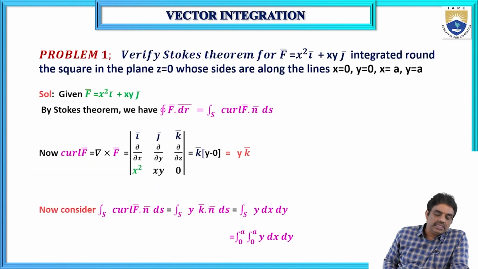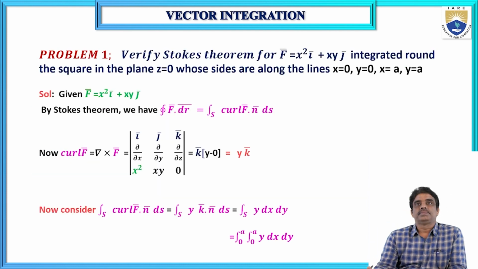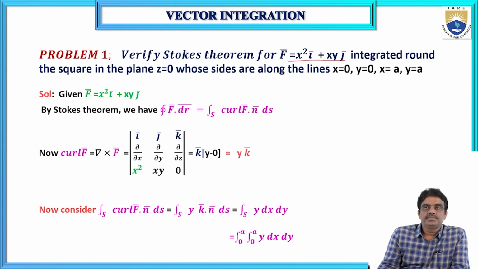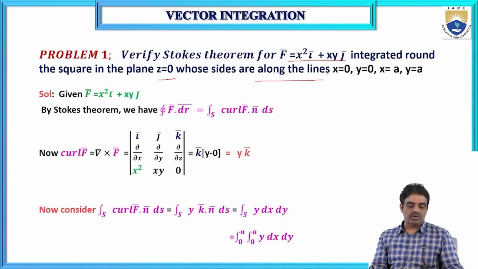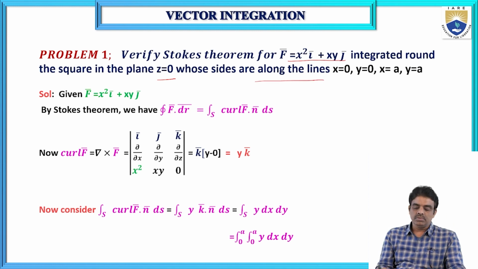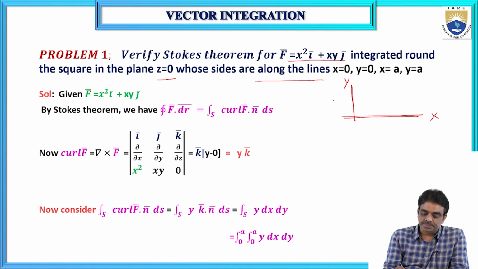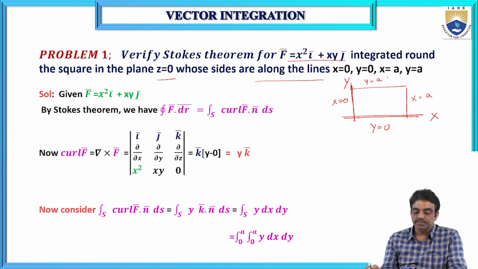Now see problem number 1. Verify Stokes' theorem for the function f bar equal to x square i bar plus xy j bar integrated around the square in the plane z equal to 0, whose sides are along the lines x equal to 0, y equal to 0. x equal to 0 means it is the y axis, and y equal to 0 means the x axis. This is x equal to a, and this is y equal to a.